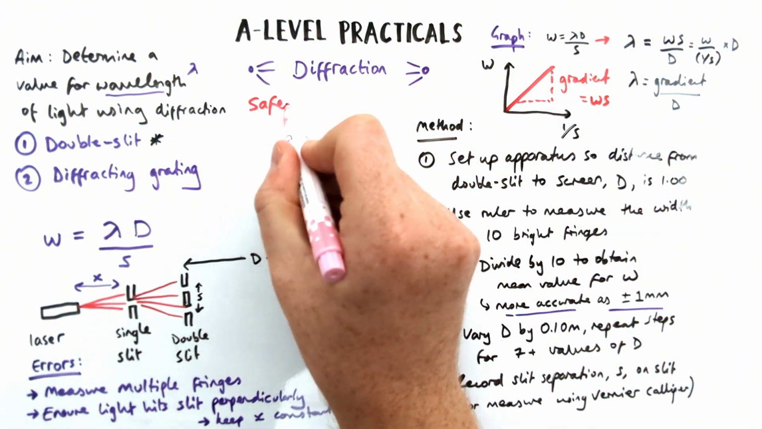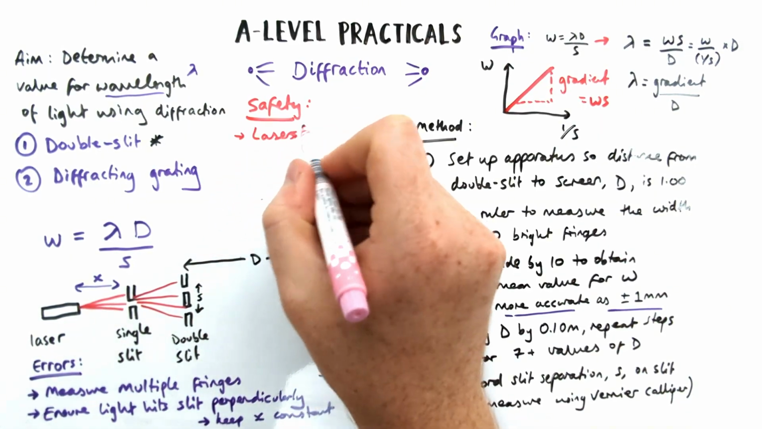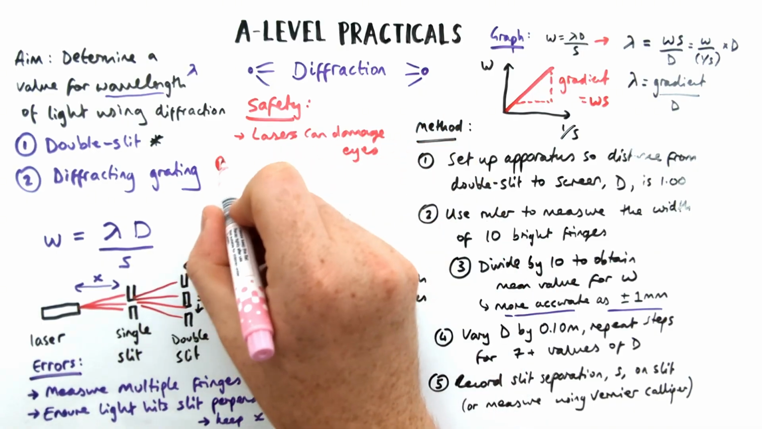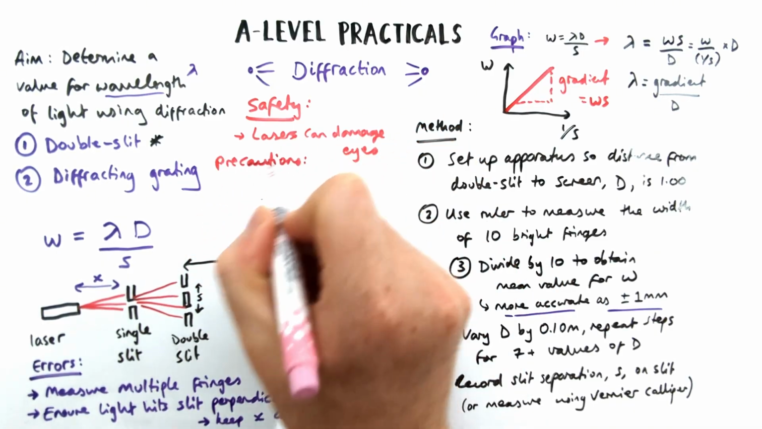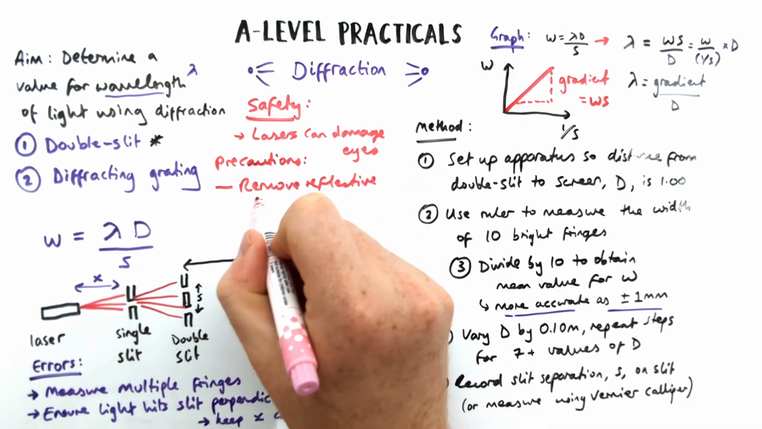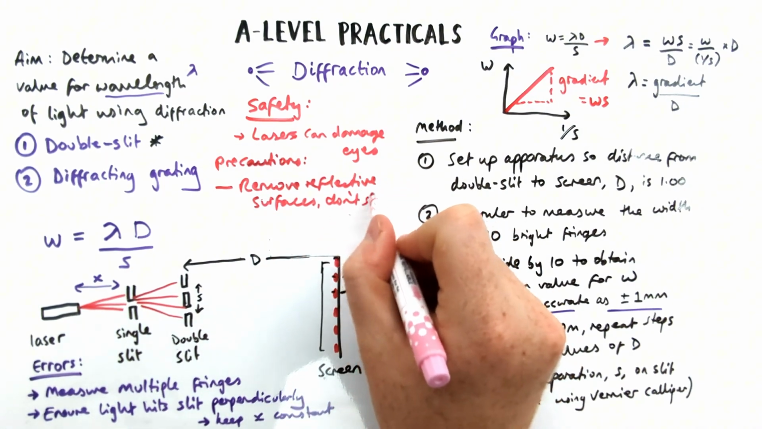Okay, let's talk about a very important part of this practical, which is about safety. This applies for both methods, and it's all to do with using lasers. Now, obviously, lasers can damage your eyes and your retinas. So what we're going to make sure is in any lab we're doing it, we try and remove as many reflective surfaces as possible and don't do our experiment near them. Take them off the walls if there's any shiny laminated posters or something like that.